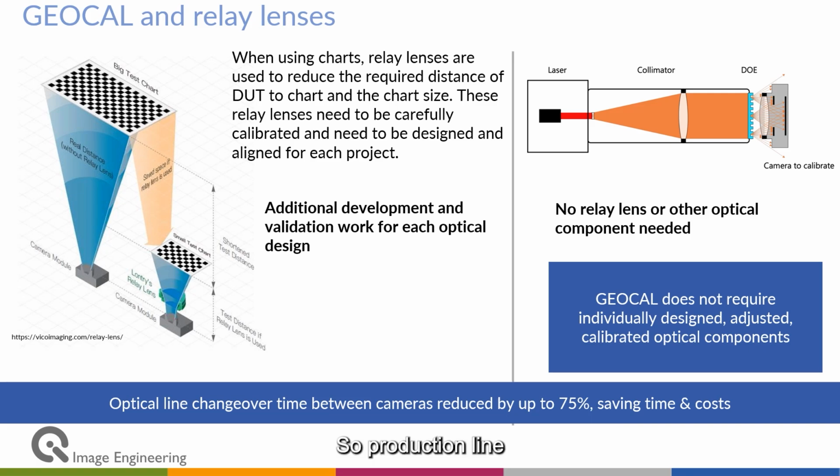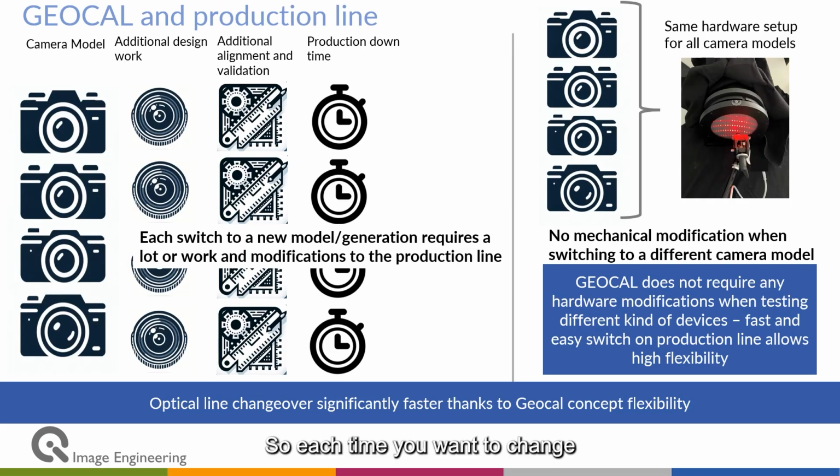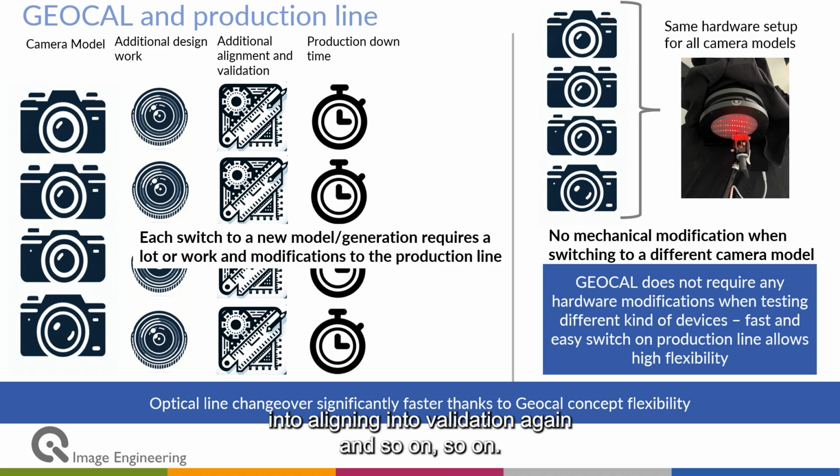So optical production line changeover is so much easier and faster. Each time you want to change your production line, if you have the traditional way, you need to invest a lot of time into aligning, into validation again, and so on and so on. With GEOCAL, it's extremely easy, as you have no specific requirements for optical components or mechanical components.